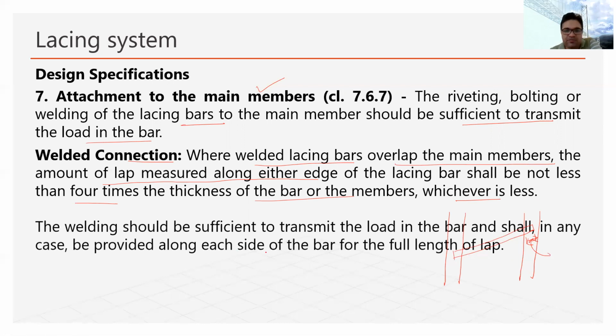The welding should be sufficient to transmit the load in the bar and shall in any case be provided along each side of the bar for the full length of lap. We will see that when we solve the question, we will solve the connection also. So I think it will be more clear to you when we solve that.